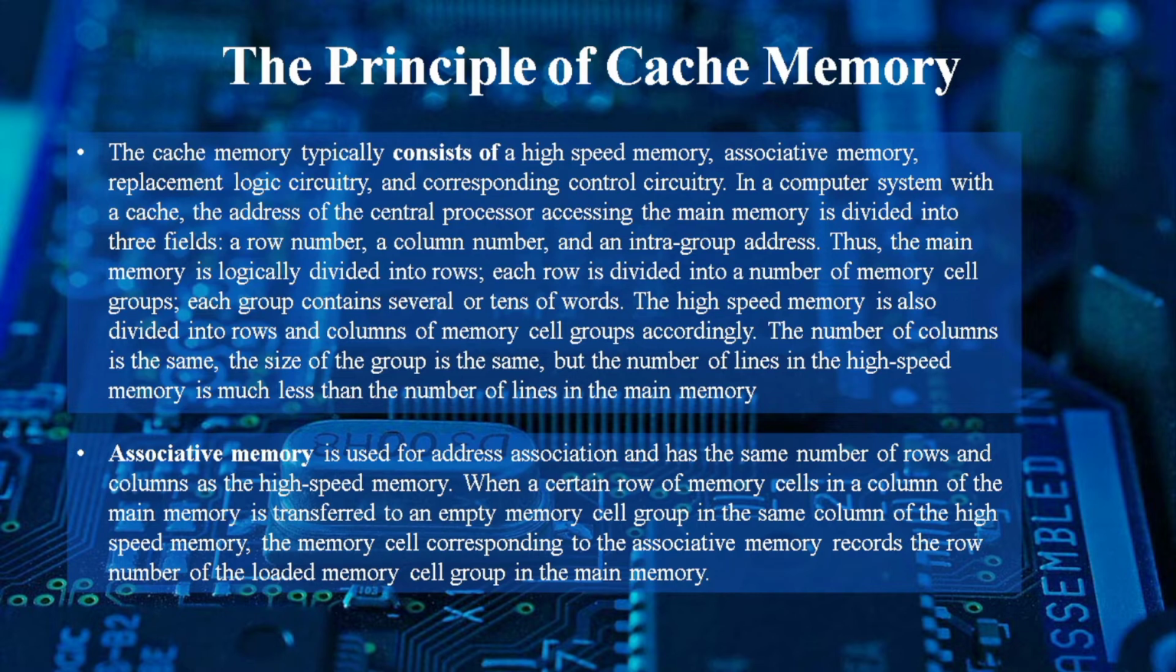So, associative memory is used for address association and has the same number of rows and columns as the high-speed memory. When a certain row of memory cell in a column of the main memory is transferred to an empty memory cell group in the same column of the high-speed memory, the memory cell corresponding to the associative memory records the row numbers of the loaded memory cell group in the main memory.